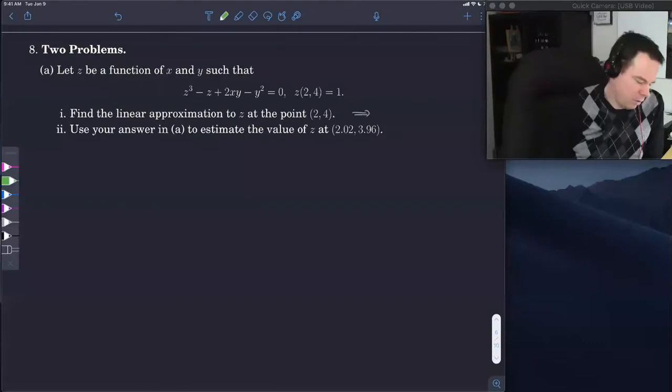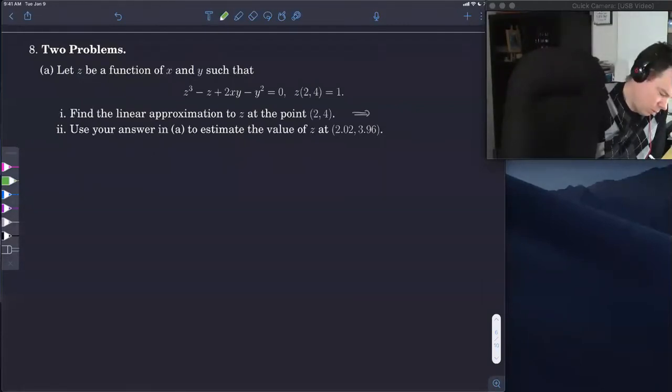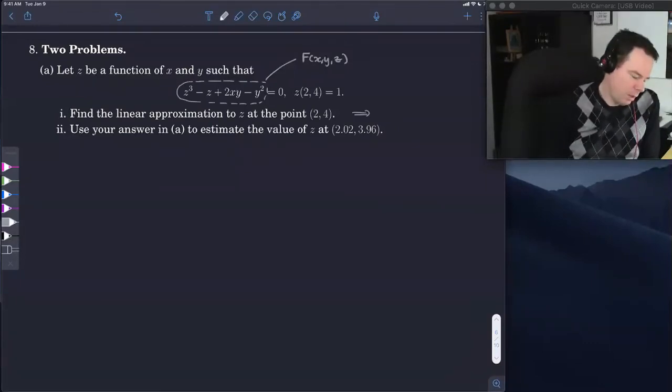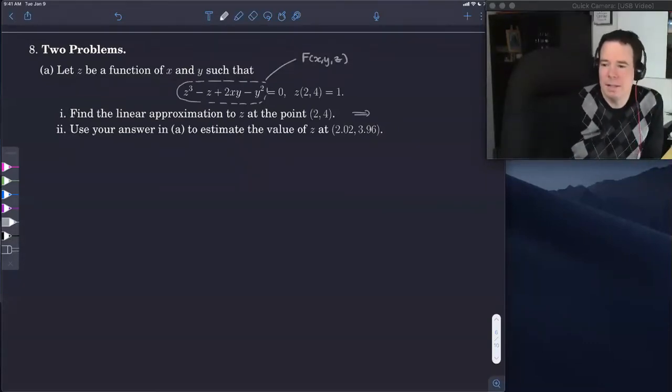Let z be a function of x and y such that it satisfies this equation. This is the surface we're interested in. What we're going to do is call this part of it f of x, y, z. So what we're interested in is this level surface: the zero values of f of x, y, z. It's all the values of x, y, and z which, when you plug them into this function, return 0.